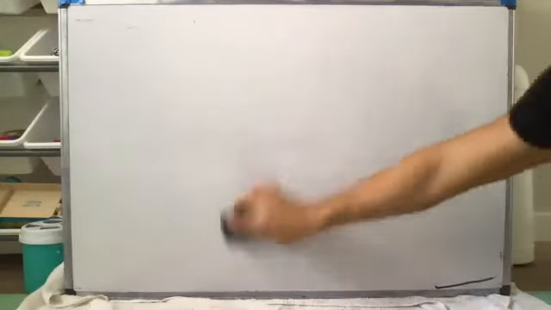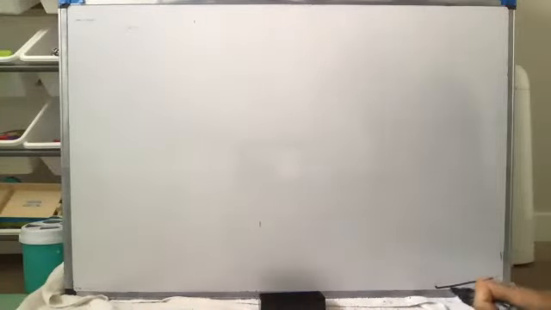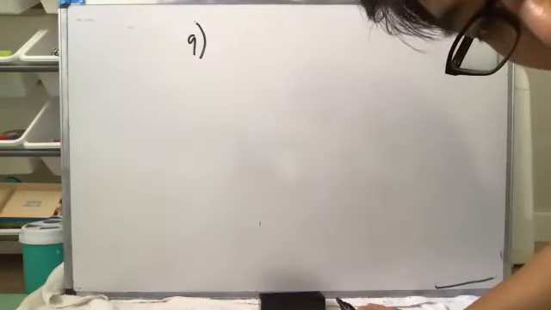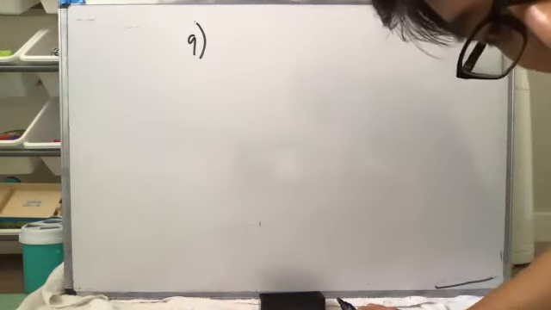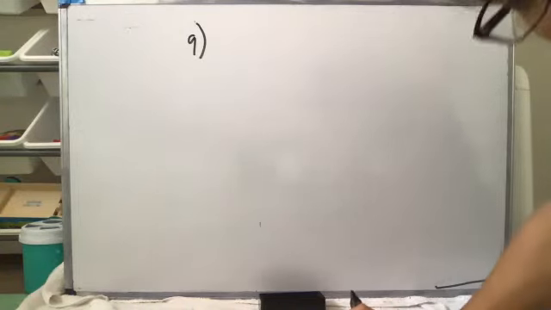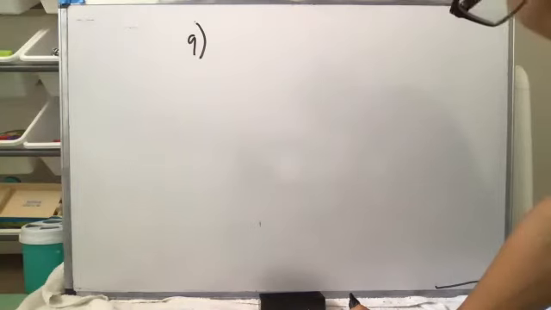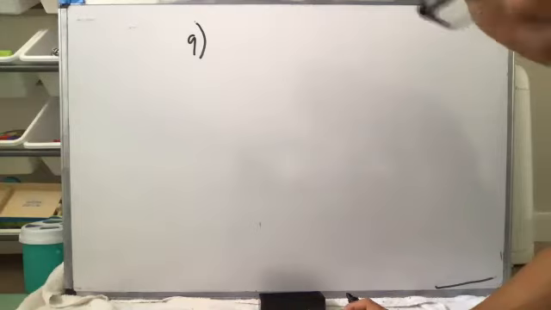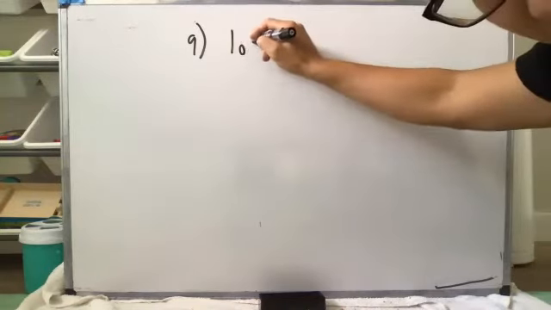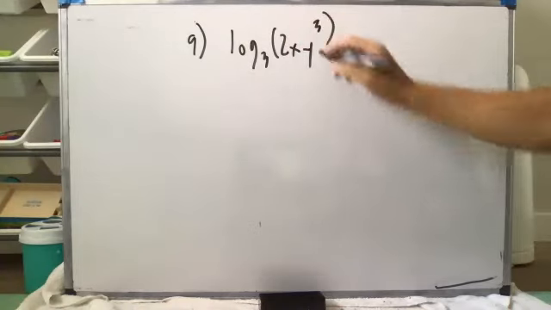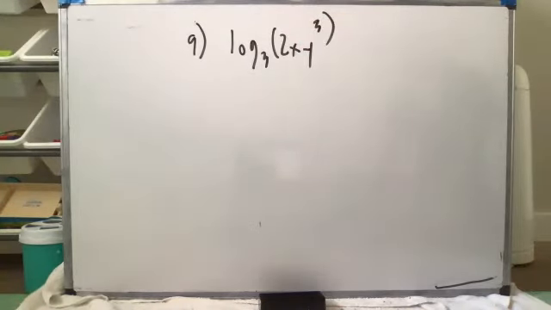All righty, last two questions, 9 and 10. You write the expression in terms of logarithms of single variables or numbers. Okay, all that means is you're just gonna separate it out, just expand the thing out. So it's log base, and we're going the opposite direction this time, yeah? Log base 3 of 2x y cubed.